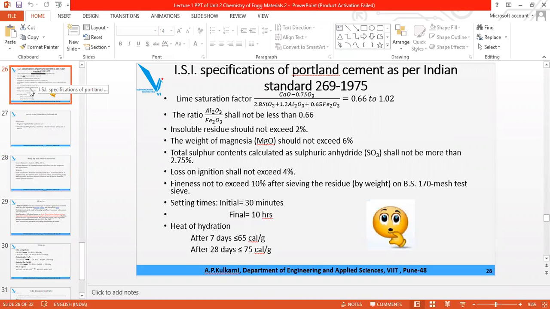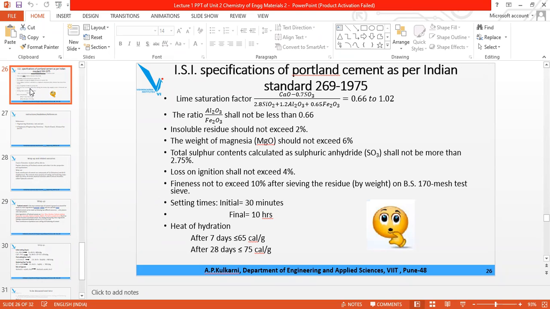So lime saturation factor should be 0.66 to 1.02. It is the ratio of CaO divided by SiO2 plus Al2O3 plus Fe2O3. Then the ratio Al2O3 to Fe2O3 should be less than 0.66. Insoluble residue should be less than 2%. The weight of MgO should not be more than 6%. It is not recommended; we have seen in the list it was 4%. Total sulfur content should not be more than 2.75. Loss on ignition shall not exceed 4%, etc.